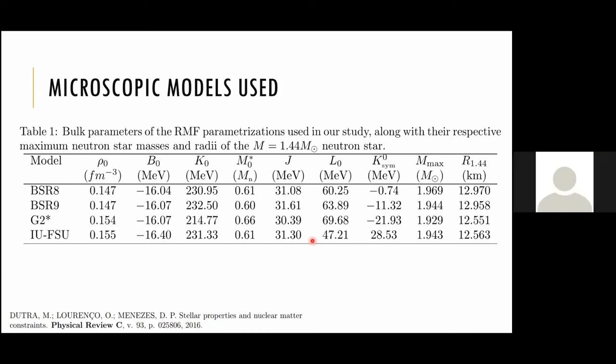Yeah, so I have a follow-up question. I see not only the maximum mass, but the radius for 1.44 solar masses is also very close. So it seems all the four models chosen here probably have very similar stiffness, right? So how about their mass radius curves?